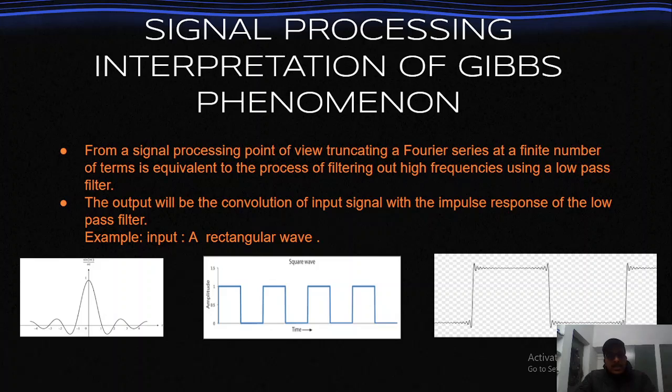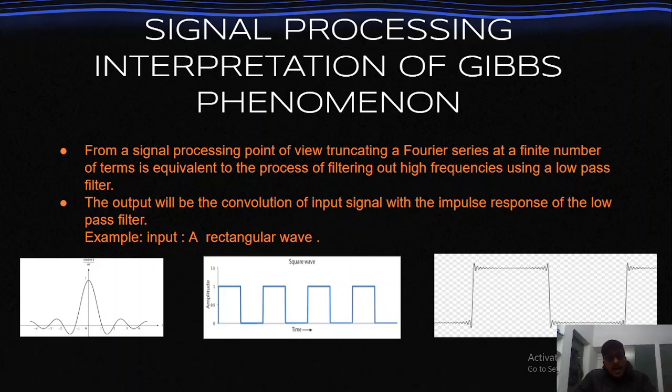And now the signal processing interpretation of Gibbs phenomenon is that, from a signal processing point of view, if we are truncating a Fourier series with a certain number of terms, that is actually equivalent to filtering out higher frequencies using a low pass filter, because we are neglecting the higher frequencies when we truncate a Fourier series expansion with a finite number of terms.